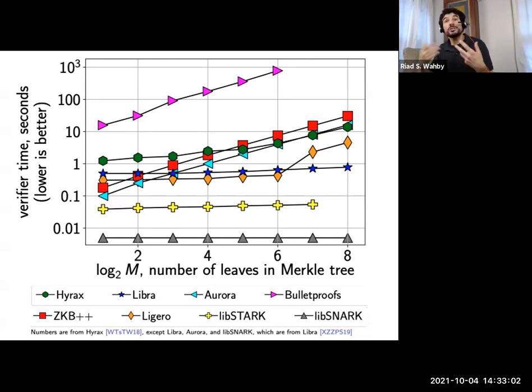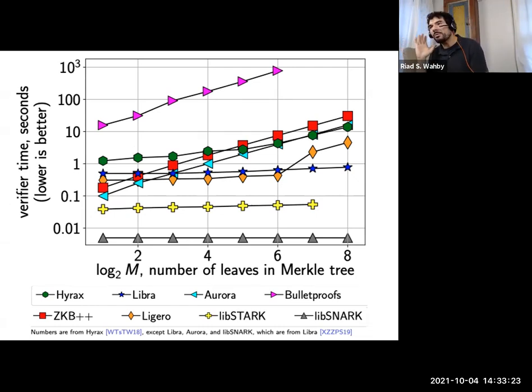So we get zero knowledge, but we don't actually get work savings in the sense that the verifier has to do as much work to check the proof as it would have had to do to run the program in the first place. And then, again, in the middle, we have a few systems that are all sort of clustered together that give us something that looks like sublinear verification in the size of the program being proved.